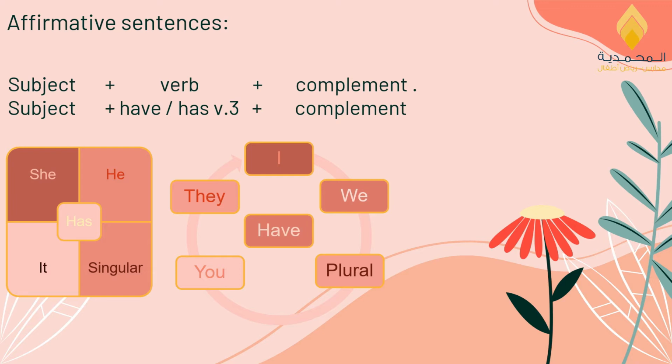If we are using the present perfect, we are going to use a subject, the same structure of a sentence, and the verb is going to be the auxiliary have or has, with verb three, which is the past participle, plus the complement. Remember that we use has with the singular subject, he, she, it, and we use have with the plural subject like I, we, they, and you. So this is the structure of an affirmative sentence in the present perfect.